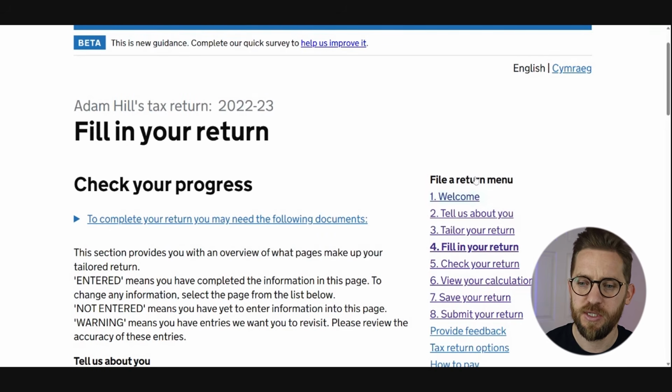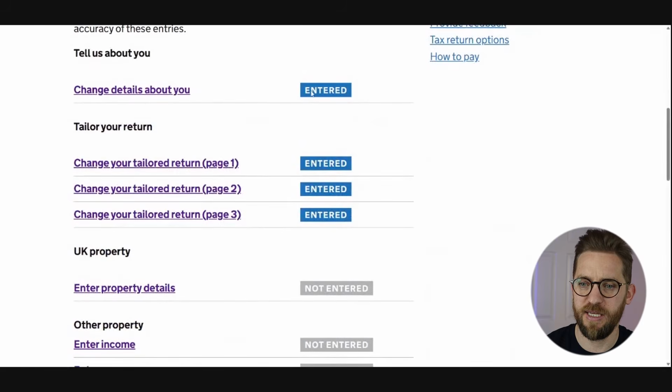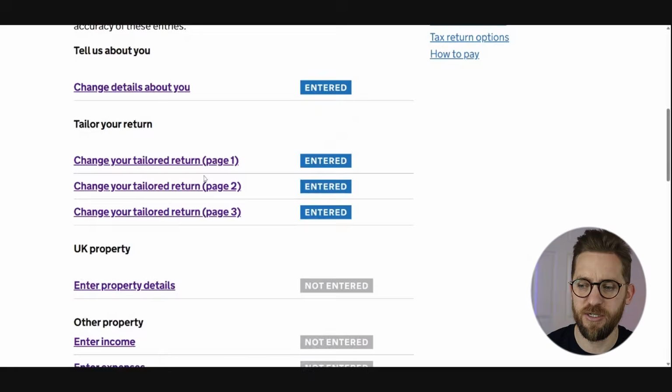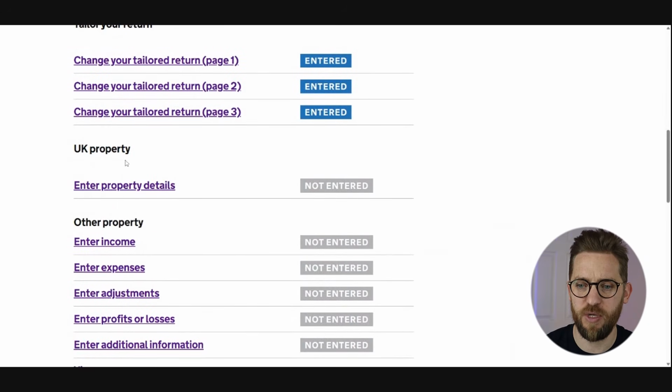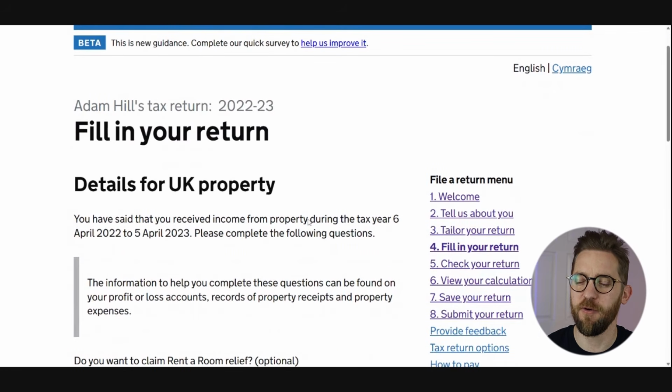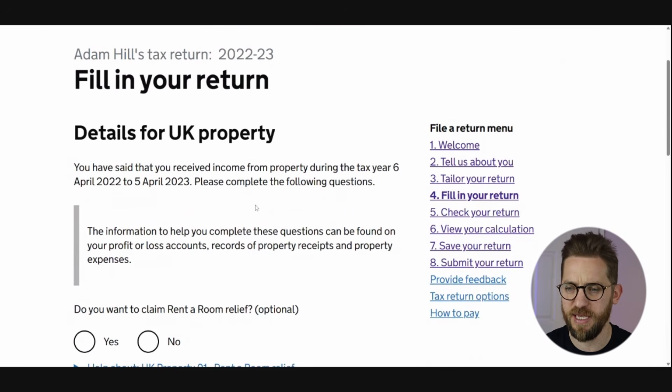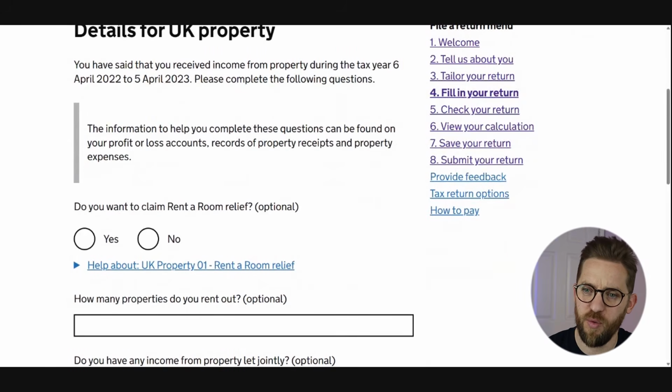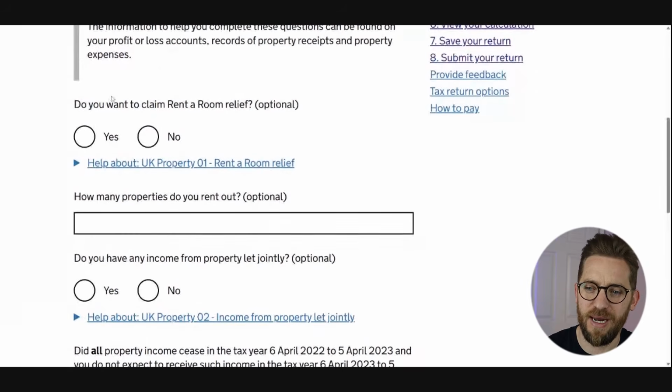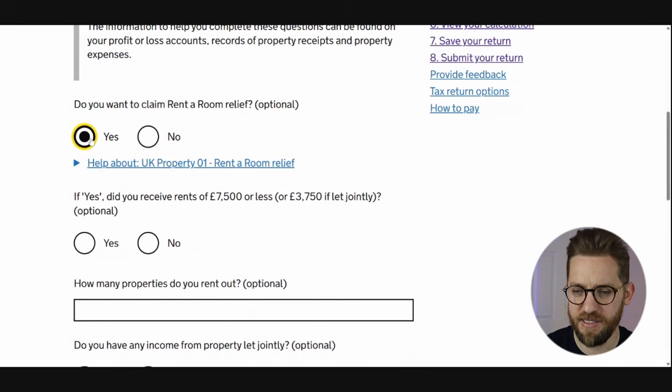So let's scroll down and you can see some sections have already been entered. The first section that hasn't is UK property, and I'll start by clicking the link to enter property details. And we'll start by telling them what type of property income we had. Like I said, there are multiple different types and sources of property income, so we just need to work through the questions. Again, we're looking at the 6th of April 2022 to the 5th of April 2023. Do you want to claim rent-a-room relief? So I said I'd give this example, so I'll say yes.